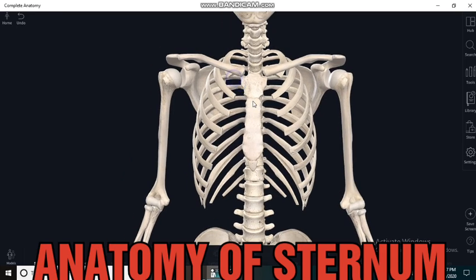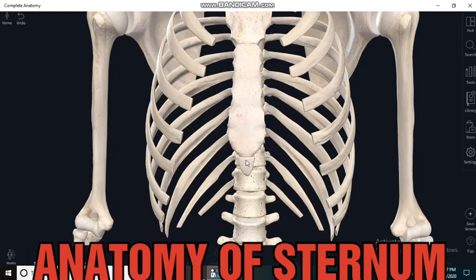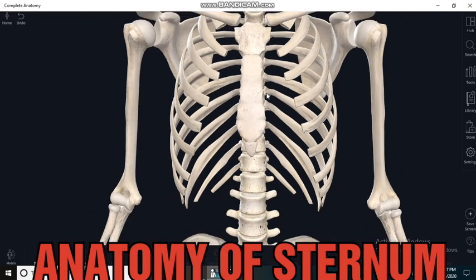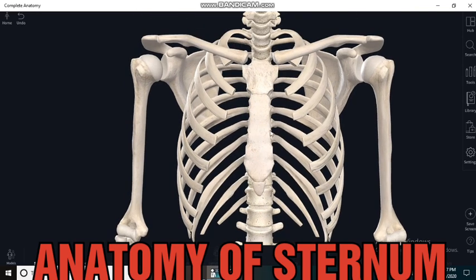The sternum bone is divided into three parts. The uppermost part is known as manubrium. The middlemost part and the longest part is known as body, and the lowermost part and the smallest part is known as xiphoid process. The function of the sternum is it protects the internal thoracic viscera such as heart, lungs, esophagus.